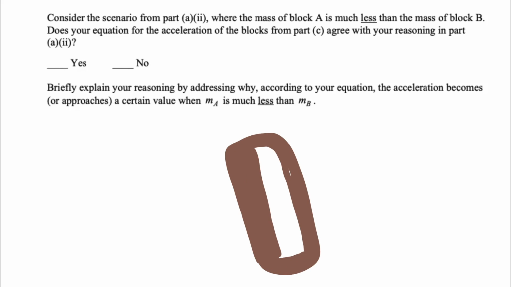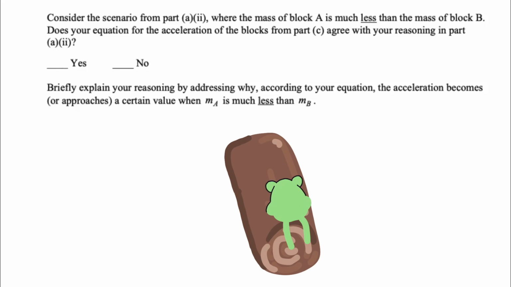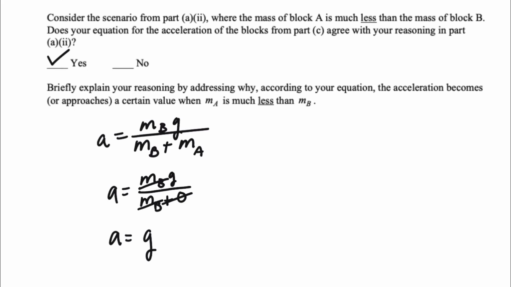Okay, consider the scenario from part A2, where the mass of block A is much less than the mass of block B. Does your equation for the acceleration of the blocks from part C agree with your reasoning in part A2? And yes, the equation does match up with my reasoning, because if you plug in 0 as the mass of block A, the mass of block B can then be canceled out from the top and bottom of the fraction. So what is left is simply the gravitational constant. So then the acceleration would equal the acceleration due to gravity. And that does match up with what we said earlier.